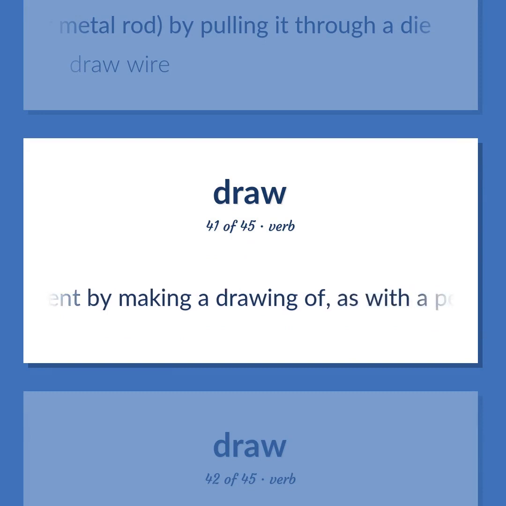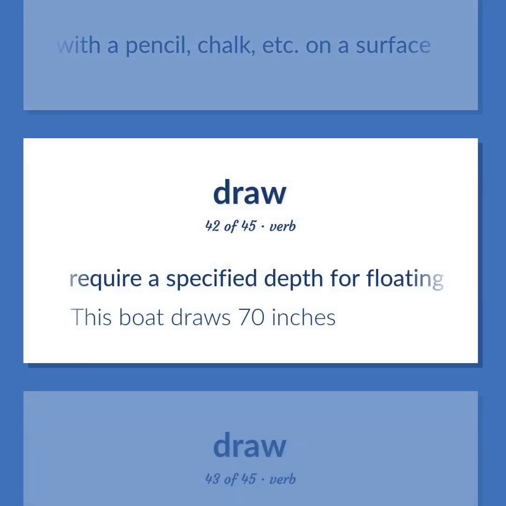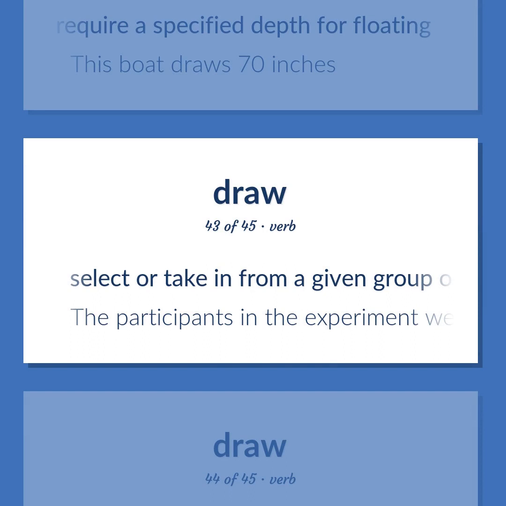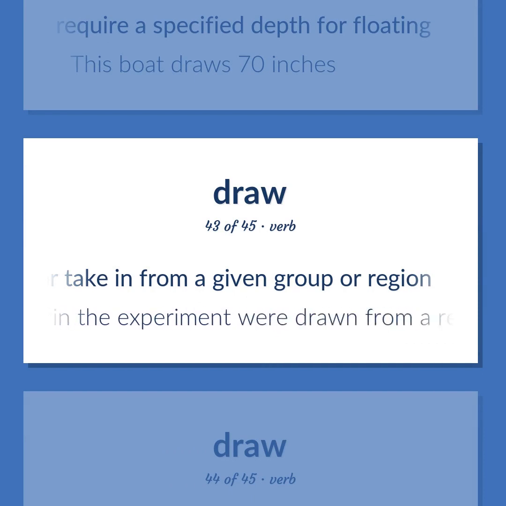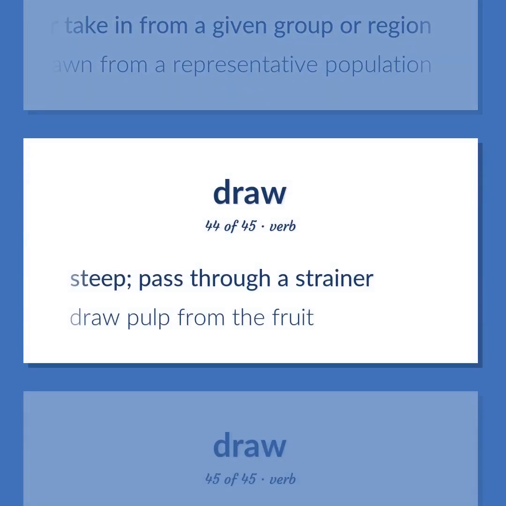Represent by making a drawing of, as with a pencil, chalk, etc., on a surface. Require a specified depth for floating: this boat draws 70 inches. Select or take in from a given group or region: the participants in the experiment were drawn from a representative population. Steep. Pass through a strainer: draw pulp from the fruit.